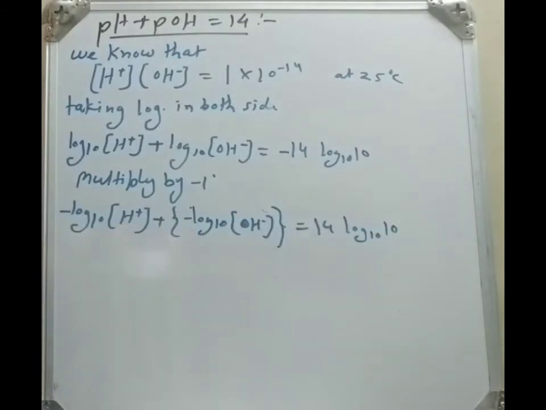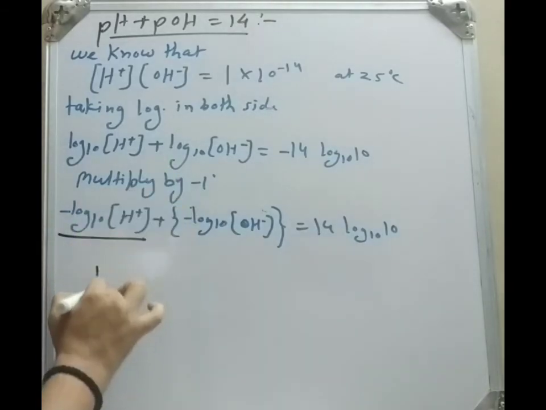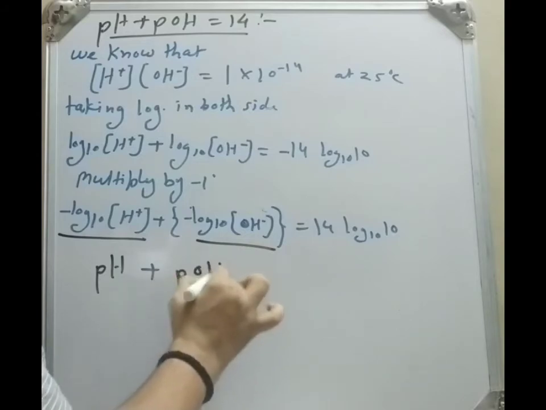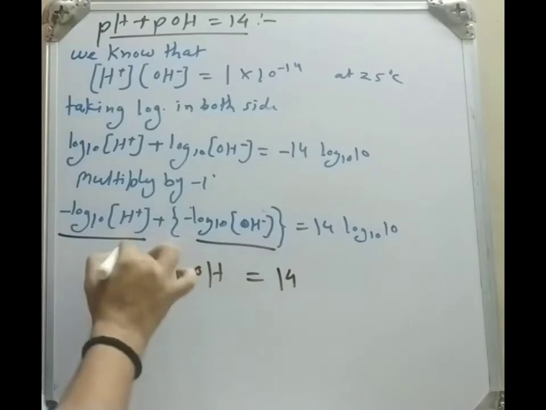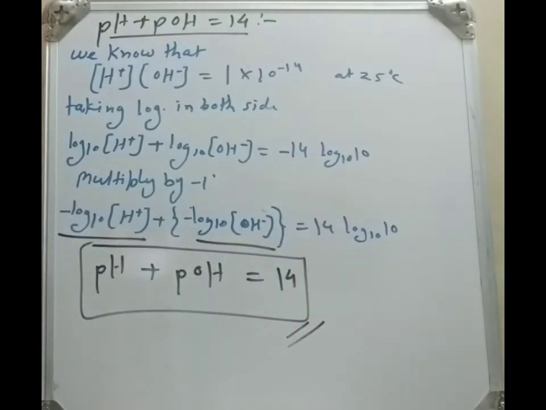Now what is the value of minus log to the base 10 H plus? That is equal to the pH. So we write pH. Minus log to the base 10 OH minus is what? pOH. And the value of log to the base 10 10 is what? 1. So 1 into 14 is equal to 14. So now this is the equation: pH plus pOH is equal to 14. This is the relation between pH and pOH.